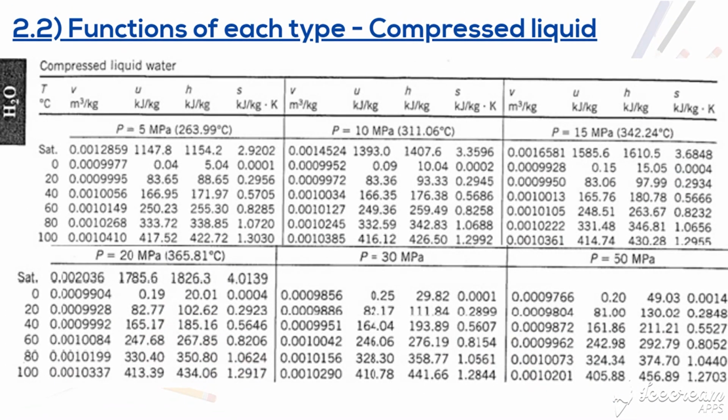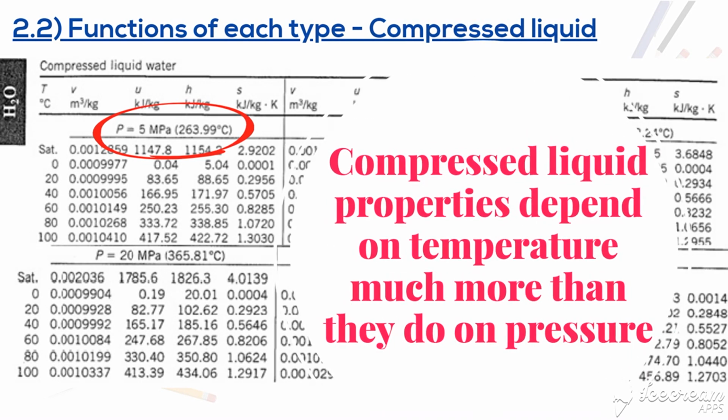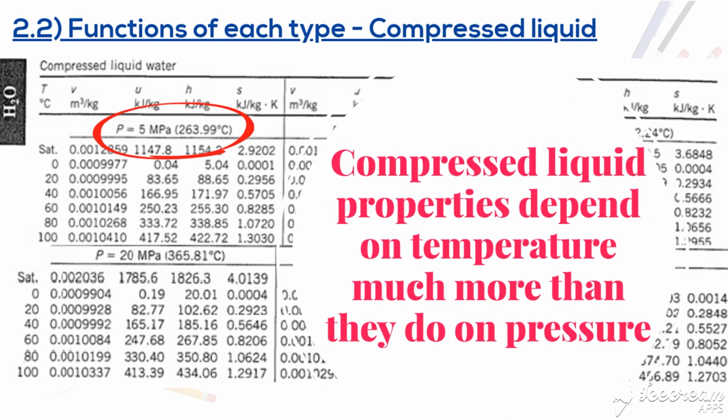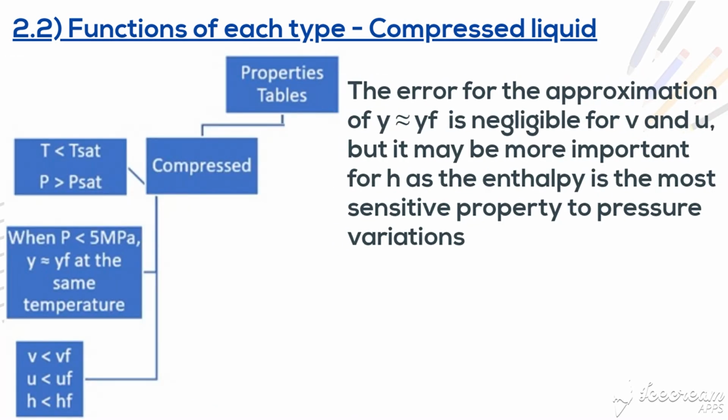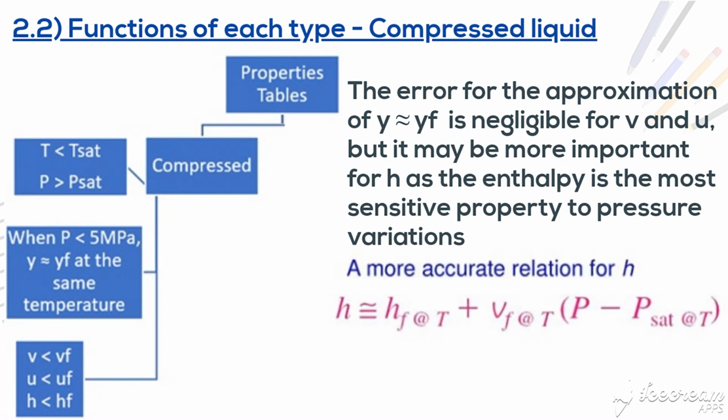Now, you can observe that the table for compressed liquid water begins at 5 megapascals. It's 50 times higher than the atmospheric pressure. Below 5 megapascals, we can treat compressed liquid water as saturated liquid water because the error involved is less than 1%. Therefore, we can approximate y equals yf at the same temperature. Remember that y can be replaced by v, u, h. You can recognize a compressed liquid when the given temperature is lower than the saturation temperature, and so it is for v, u, and h.